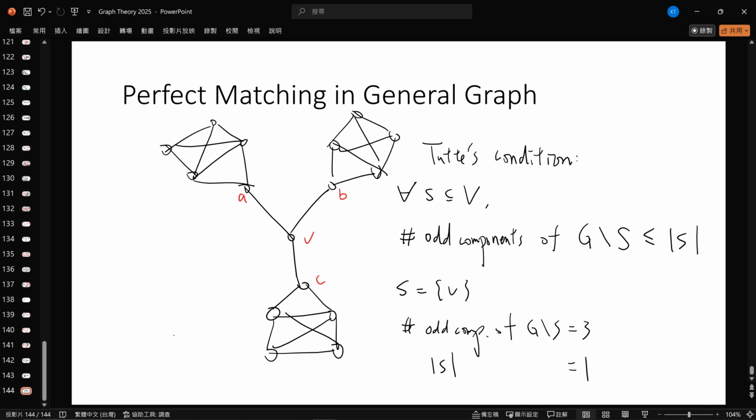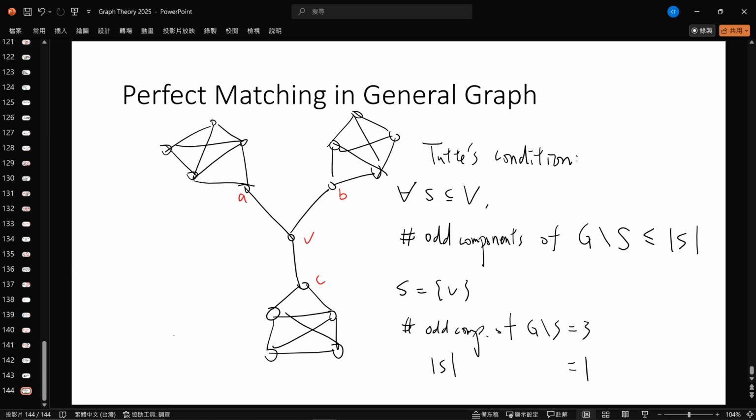So you have to use some vertices outside these odd components to saturate these odd components. So since there are 3 odd components, you have to use at least 3 separate vertices to saturate them, okay? So this means the size of S should be at least 3. Otherwise, there's no way you can saturate the whole graph. Okay, but this time, the size of S is just 1. Okay? So you can, at most, saturate one of these 3 odd components or houses.